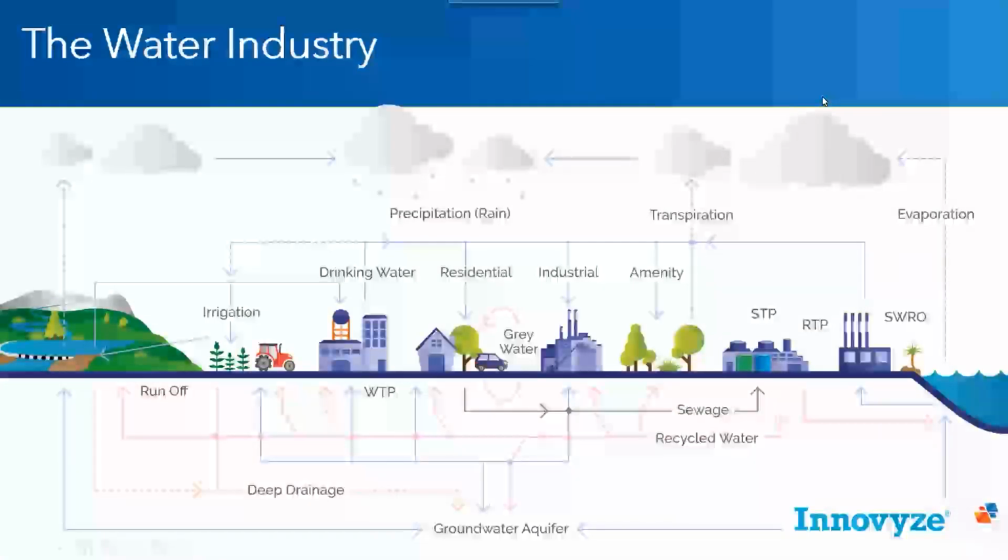If you look at the water industry, the life cycle of water from precipitation to evaporation. This picture explains a lot of components going in. We use water for irrigation, drinking, residential, industrial, and many other areas. You could see there water treatment plant, sewer treatment plant, STP, RTP means regional treatment plant, SWRO, which is seawater reverse osmosis system, which happens in many parts of the world.